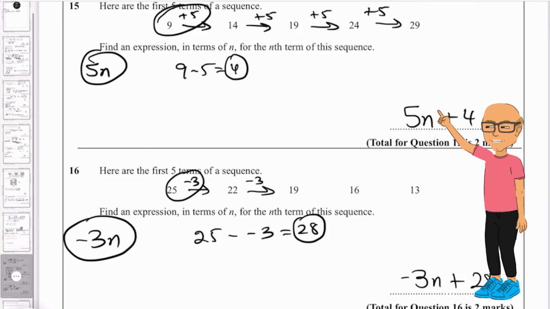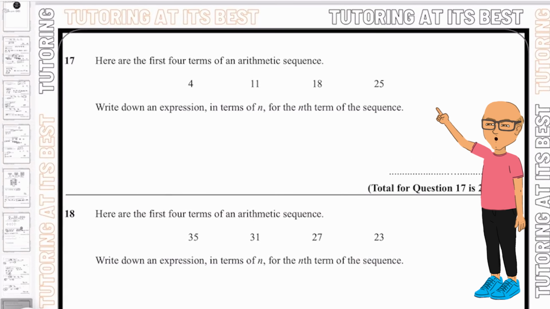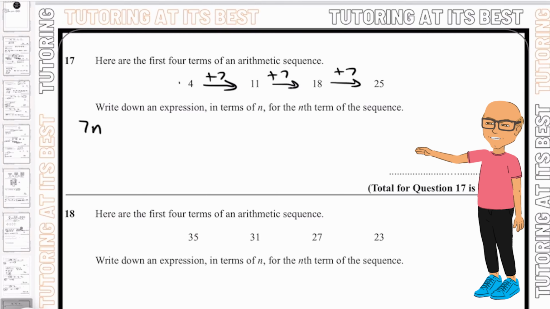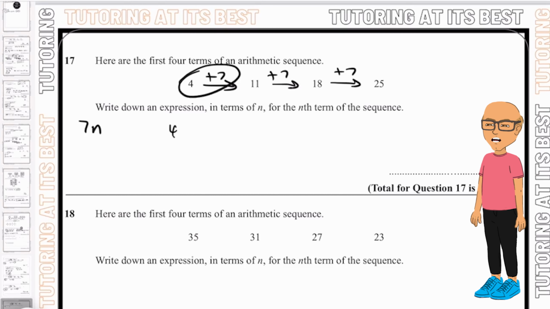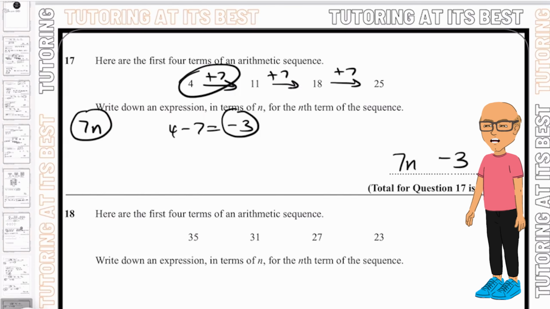Great work, guys. Let's move on to question 17. We'll do the same thing now. So we know it's plus 7 every single time, so that's going to be 7n. We'll then get our difference, which is 4 minus 7, giving us minus 3. And we can put that together as 7n minus 3.